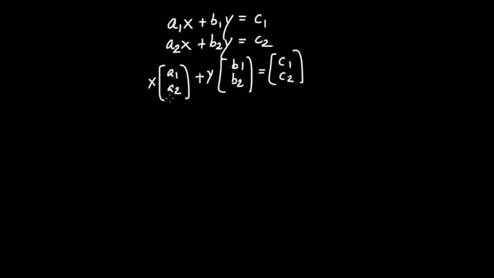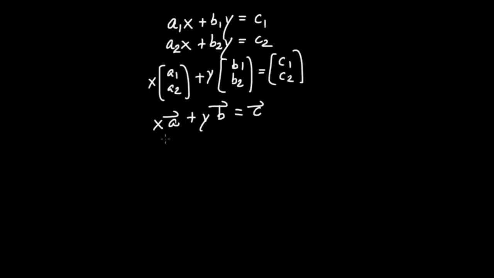And what I'm going to do is collapse these vectors into one symbol, which is going to be a for this first column vector. So I have the scalar x times the vector a plus y times the vector b. That's going to be b. And finally, I have the vector c. So I have this nice compact vector equation, which represents the same thing as this pair of equations.